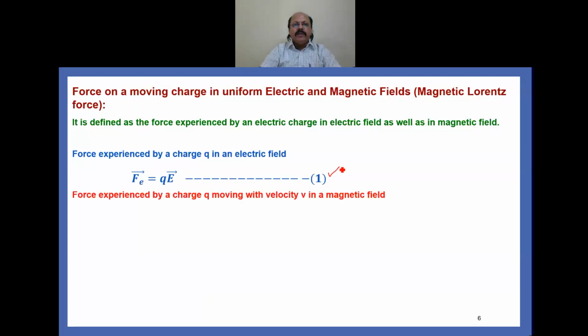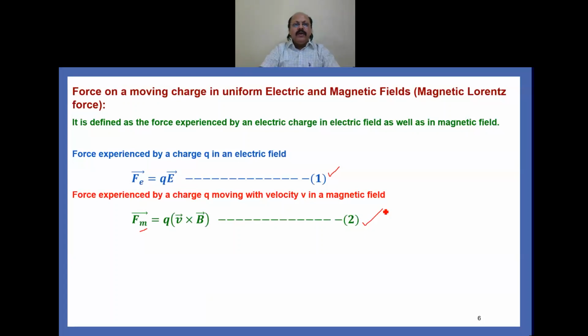Similarly, find the force experienced by charge Q moving with velocity V in a magnetic field, which you have just learned. Mention it as Fm vector so that we can differentiate it from the force acting on the charged particle in the electric field. So Fm vector equal to Q within brackets V vector cross B vector. This is the force experienced by the charge Q moving with velocity V in a magnetic field. Mark this as equation number 2.